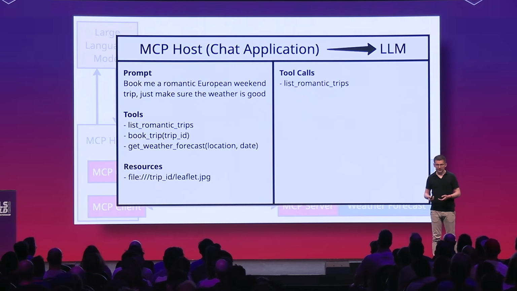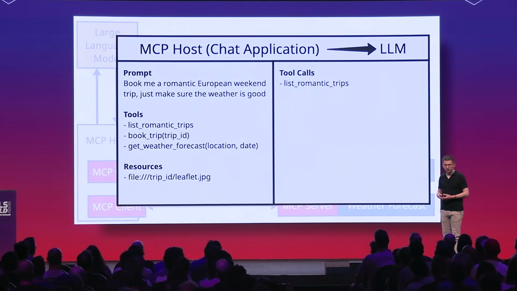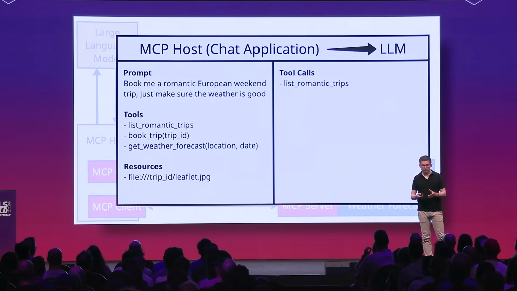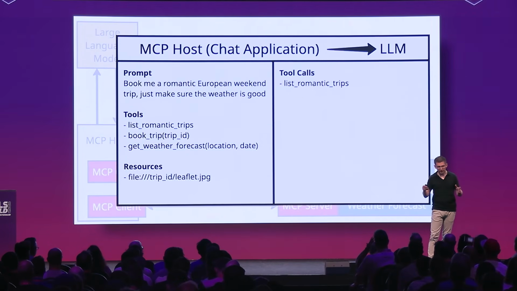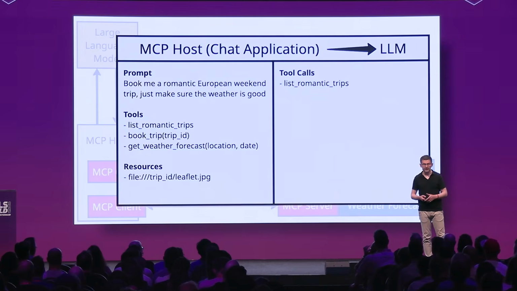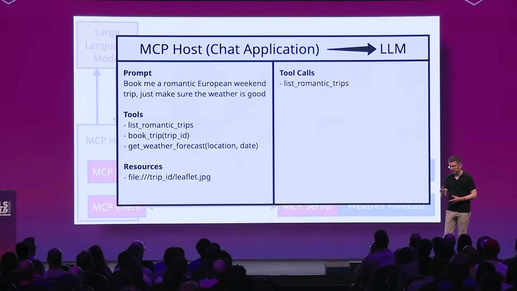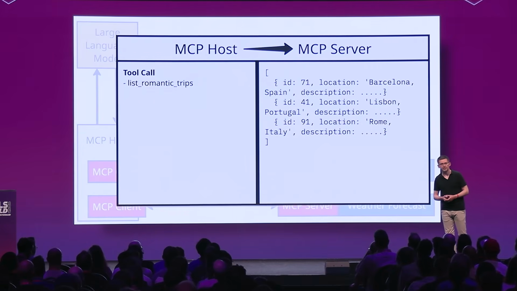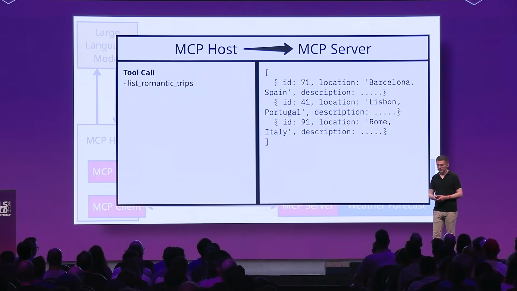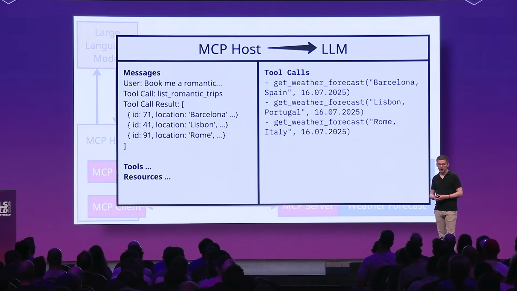Here comes the user saying, book me a romantic European trip, just make sure the weather is good. So the MCP host takes that prompt, takes all the tools and maybe resources, and sends it to the LLM. Now the LLM doesn't respond with, I don't know what you mean. It responds with a tool call saying, list romantic trips. This comes back to the MCP host, and the MCP host asks the MCP server, the travel agency one, to list all the trips.